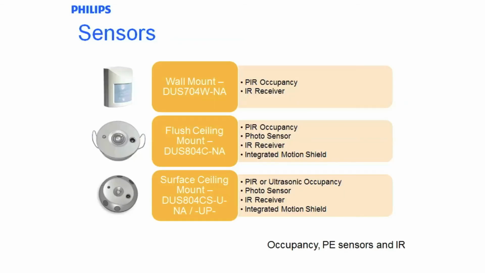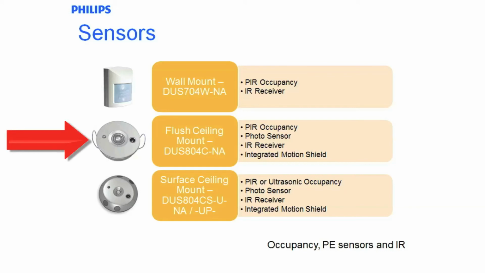We have a number of different sensors. Occupancy using passive infrared, now also ultrasonic. All of the sensors are tertiary sensors, which means that they can do occupancy, PE and infrared receive in all the one sensor. Our historical sensor is the wall-mounted sensor, which is the DUS704W, the W meaning for wall. It is an analog sensor where we can adjust the sensitivity of the sensor. It has built-in PE functionality, PIR occupancy and IR receive.